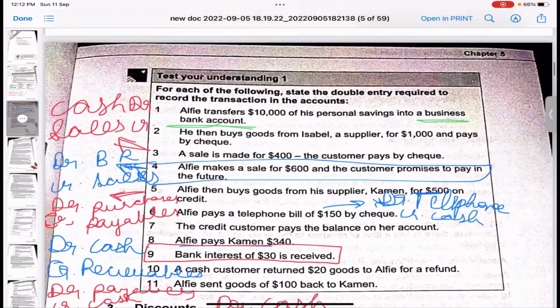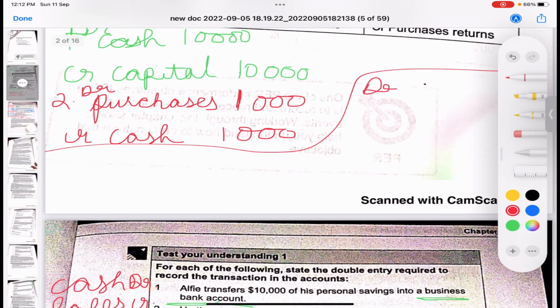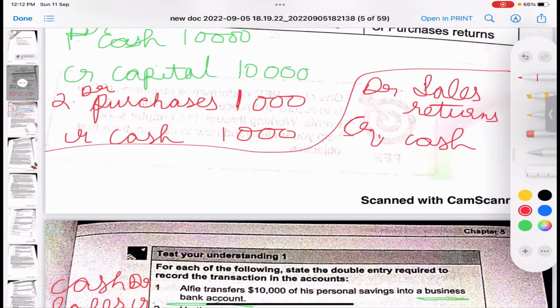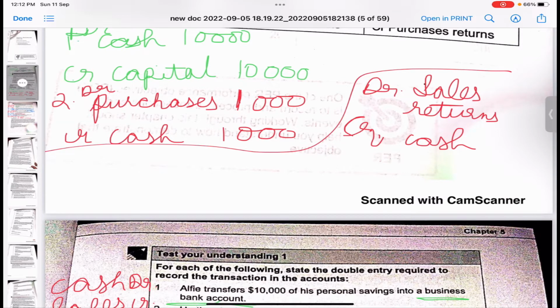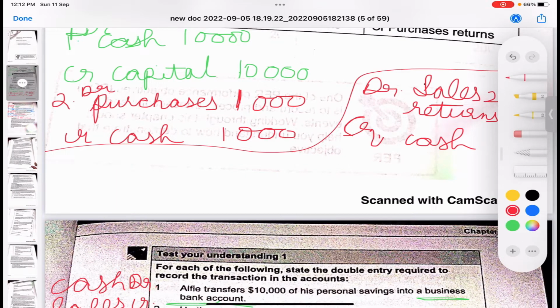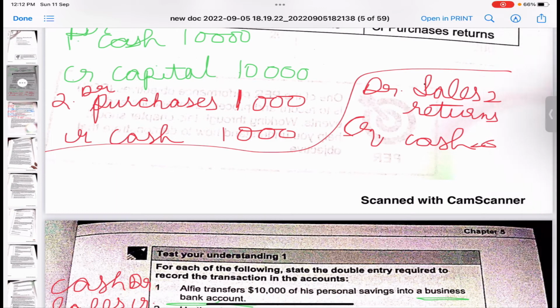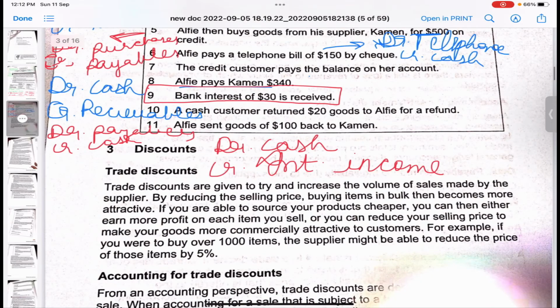Let me write it here, we debit sales returns and we credit cash, right? So this is for 20 and 20. So you know how that works, right? We have done these entries. Alfie sent goods of $100 back to Cayman.